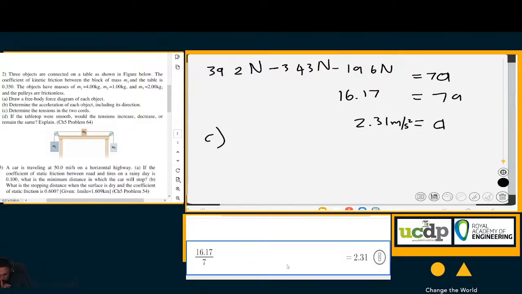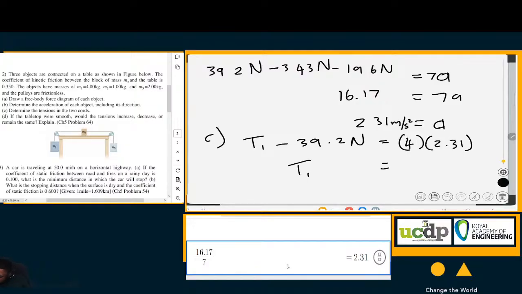Let's take the first one. We have T1 going upwards minus the mass. It's 39.2 newtons. That is the weight. Remember, just always refer back to your force diagram. The acceleration we've already determined to be 2.31. This mass is 4. And then the acceleration is 2.31. So you have everything except T1. You can work out T1.